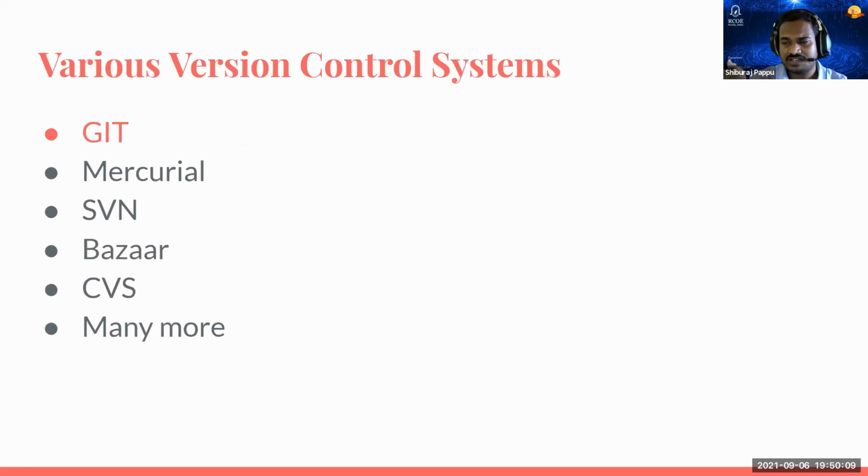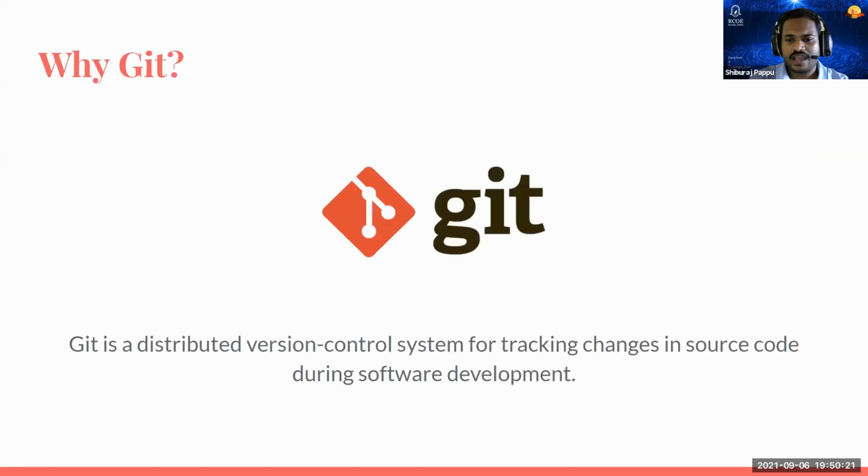So there are many version controls: Git, Mercurial, SVN, Bazaar, CVS, and many more. Okay, but what we are mainly interested in here is Git. Now why Git? Why not any other? Git is very famous, that is the number one reason. There are many websites which host Git repositories free of cost, like GitHub and all these things, right?